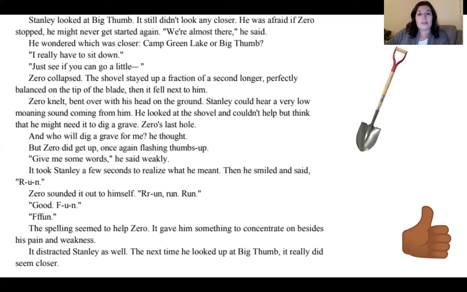It took Stanley a few seconds to realize what he meant. Then he smiled and said, "R-U-N." Zero sounded it out himself. "R-un, run, run." "Good, F-U-N, un." The spelling seemed to help Zero. It gave him something to concentrate on besides his pain and weakness. It distracted Stanley as well. The next time he looked up at the Big Thumb, it really did seem closer.